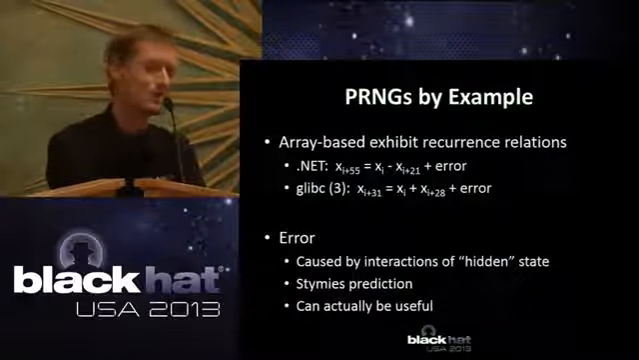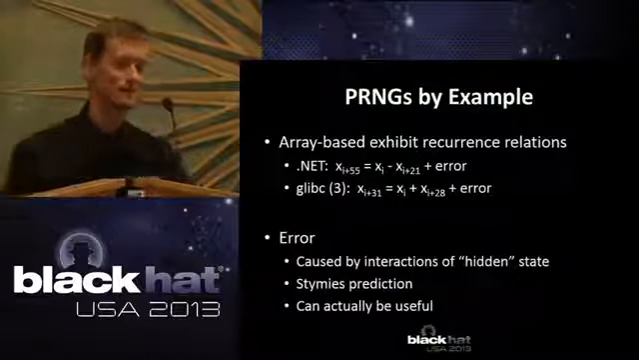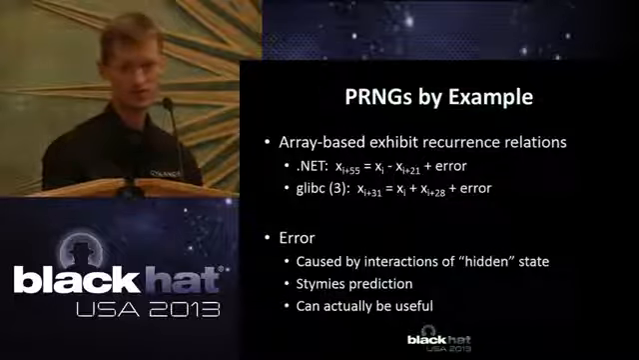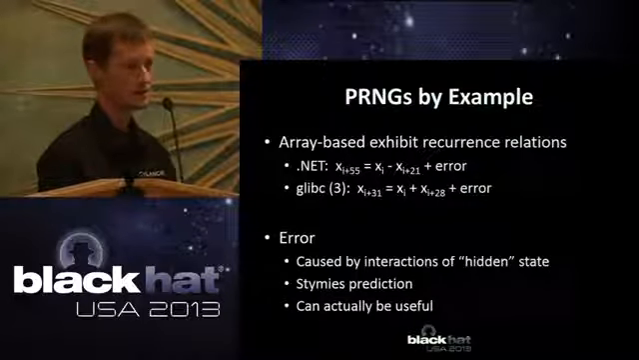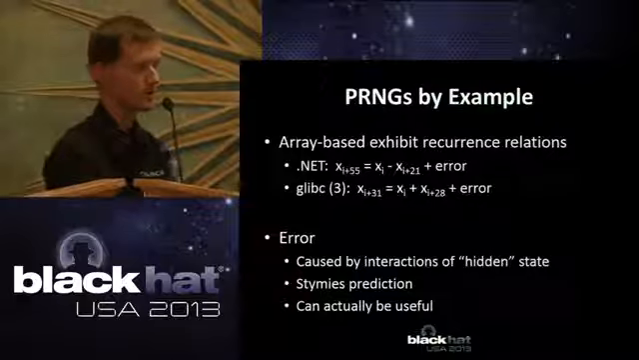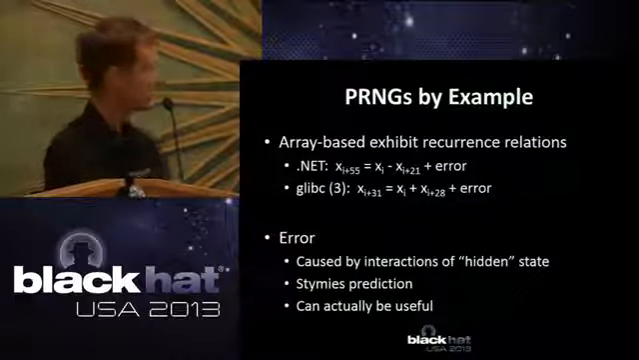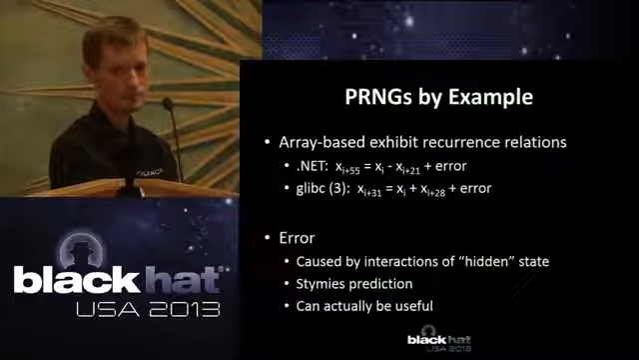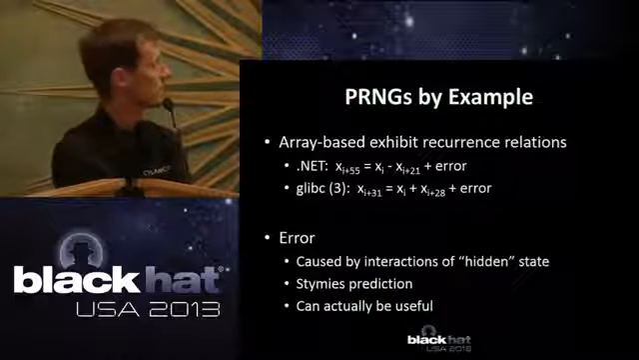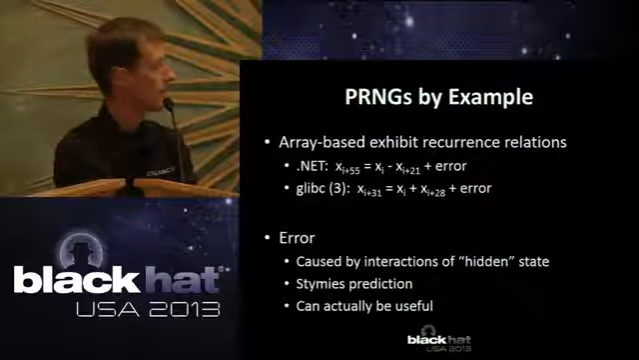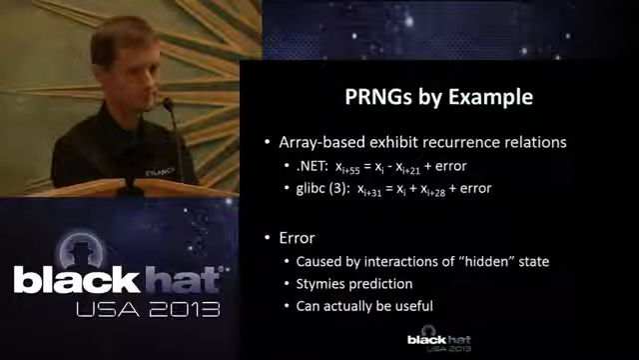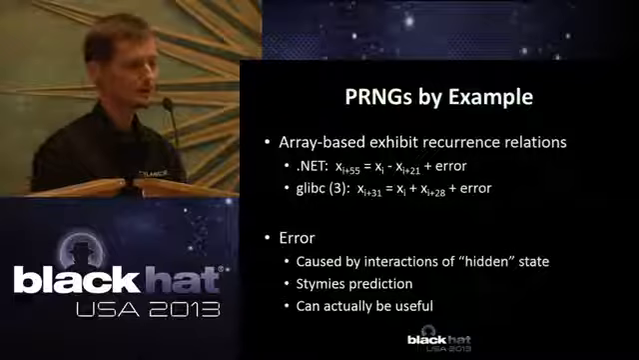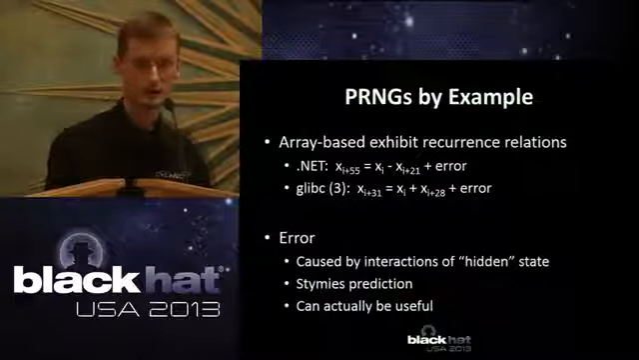A really cool feature of these array-based PRNGs is that they can exhibit recurrence relations. You can succinctly express the PRNG mathematically as a recurrence relation, but this manifests when you start getting long strings of consecutive outputs. Say in the .NET case, you get like 60 outputs, more than the size of the array. You'll start to see things like, if you take the ith element of your output and subtract the i plus 21st element, then you'll get the i plus 55th element. And any triplet you have like that, you'll get.